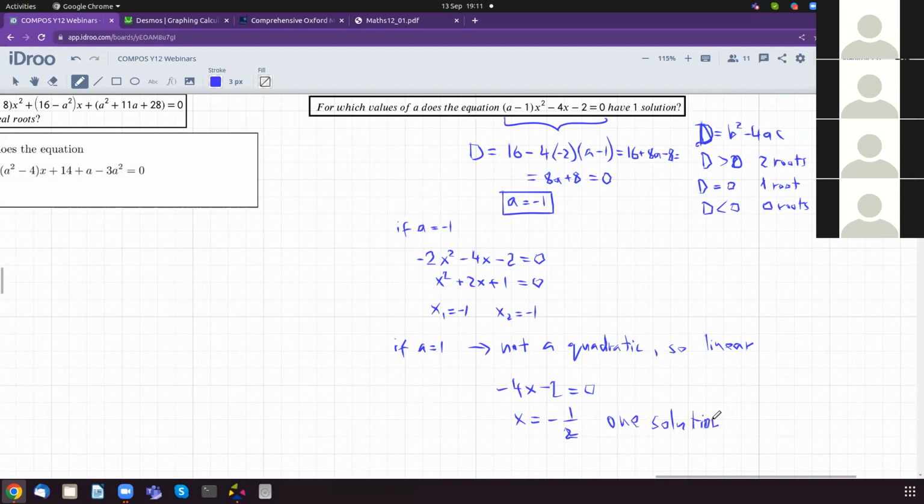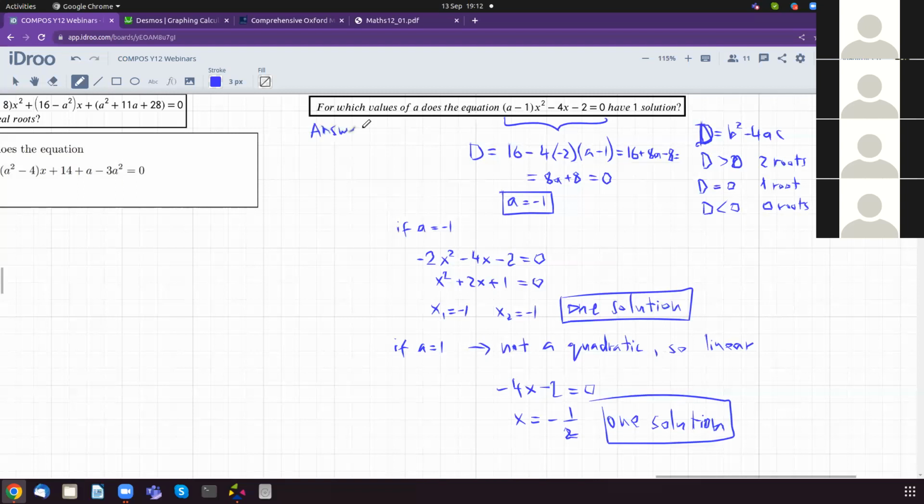So I want you to watch out for this, because there are some questions like this. I really would like you to be very careful with this. Here is one solution, and here's one solution. So the answer: a equals minus 1, a equals 1.